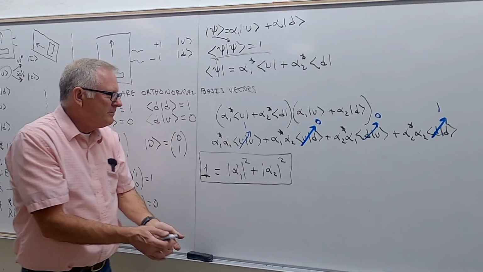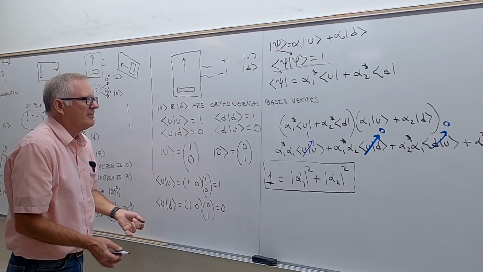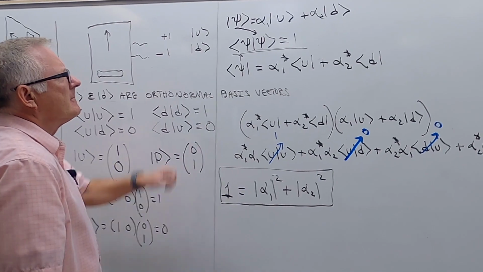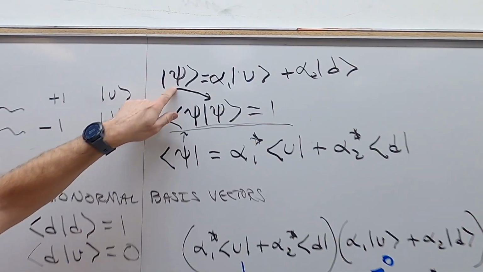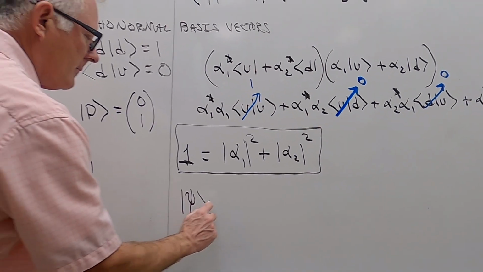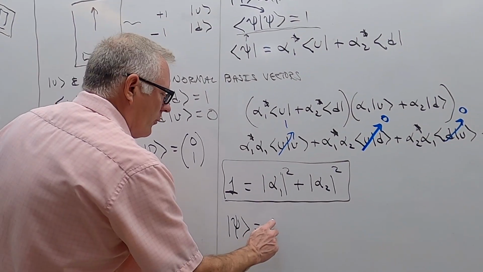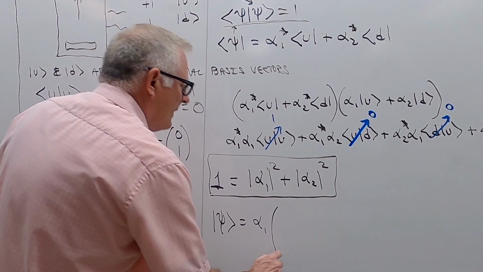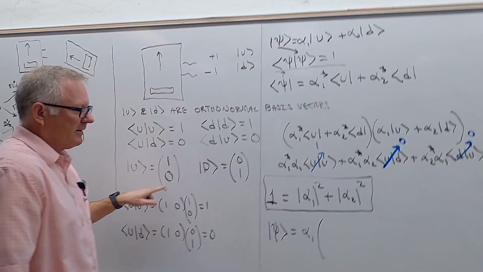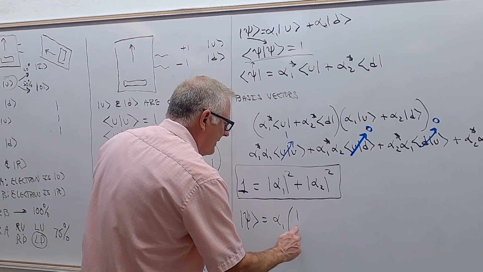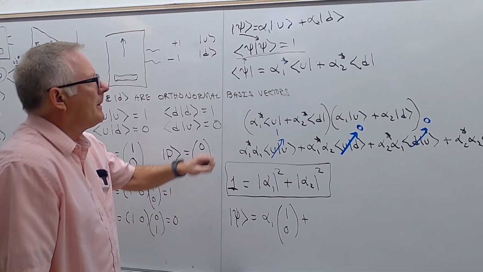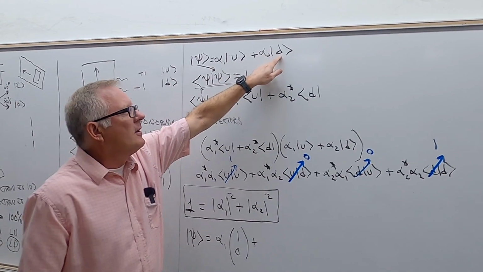Now, if we didn't want to do it with the vector symbols and we want to do it with the columns instead, we could have done it like that too. We could have said this vector right there, psi, is equal to alpha 1. Instead of putting the up in there, we could write it as the 1, 0 if we wanted to do it that way instead, plus alpha 2, 0, 1.